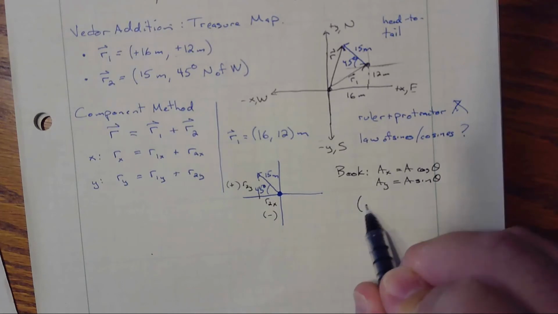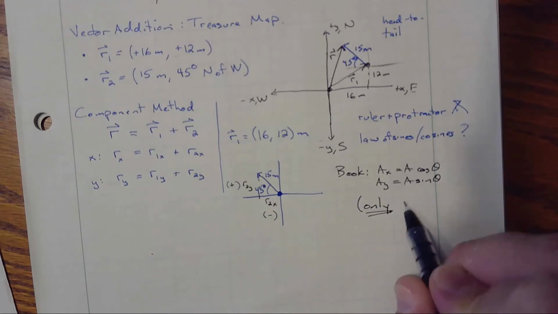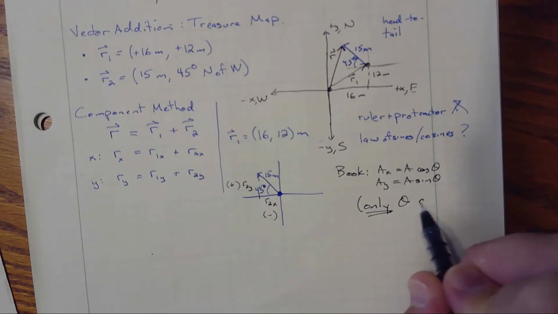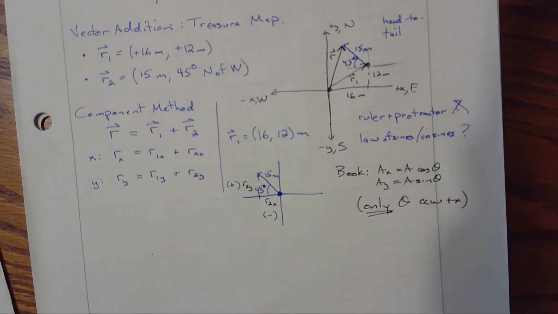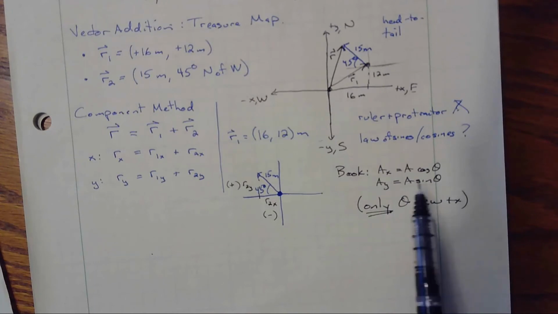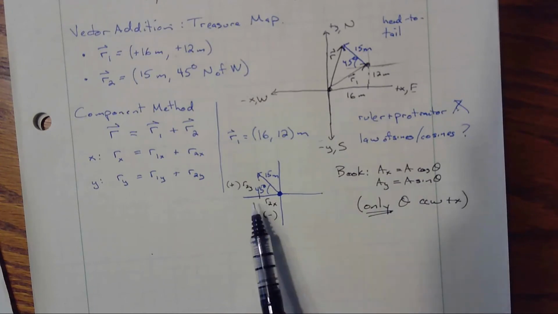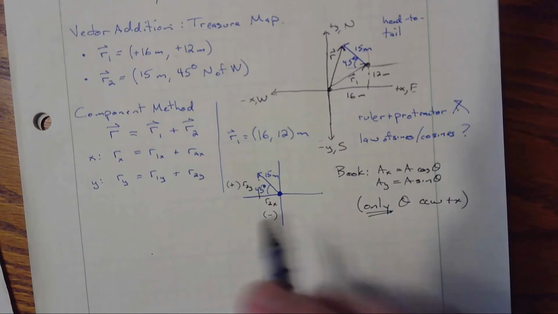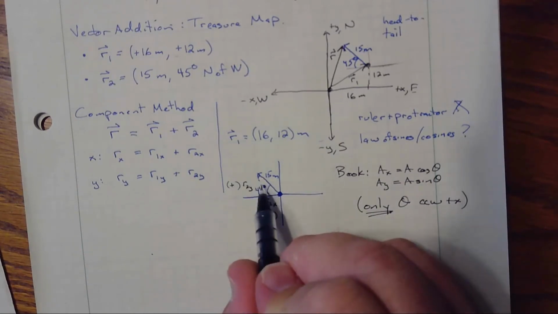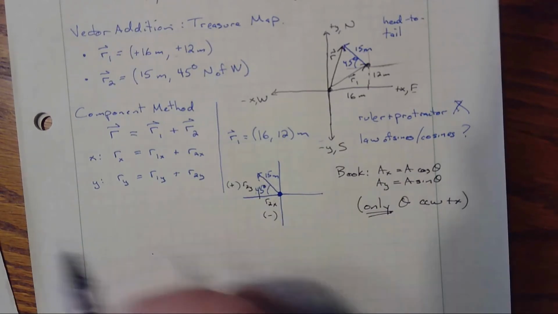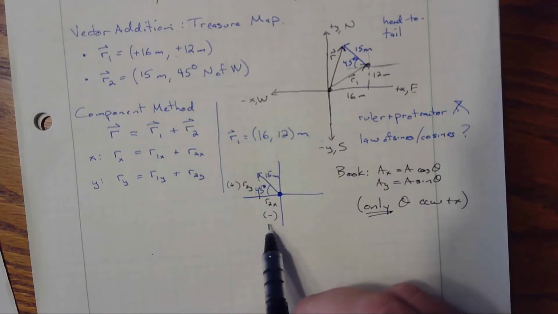These work only if my theta is measured in a direction counterclockwise from the positive x-axis. And only if we measure the angle that way. If we're not measuring the angle that way, then we need to have different formulas, and we need to make sure that our signs are correct. So there's two ways we can go about this. If I look at this triangle over here, and I know I have this 45-degree angle, I just know that my x component will be negative, y component will be positive.